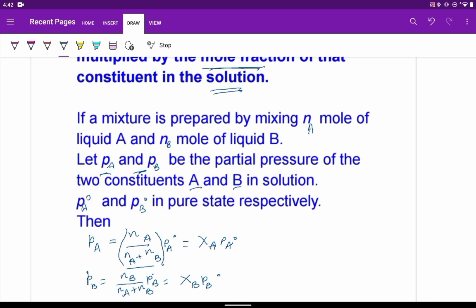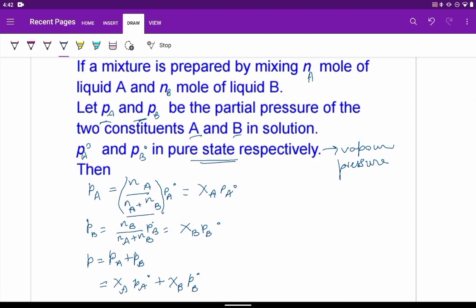This mole fraction, when it is multiplied by Pa0, where Pa0 is the vapor pressure in pure state. Vapor pressure in pure state is represented as Pa0 and Pb0. So when we multiply the mole fraction with Pa0, we will get Pa. Okay. So Pa is the partial pressure of the constituent A.